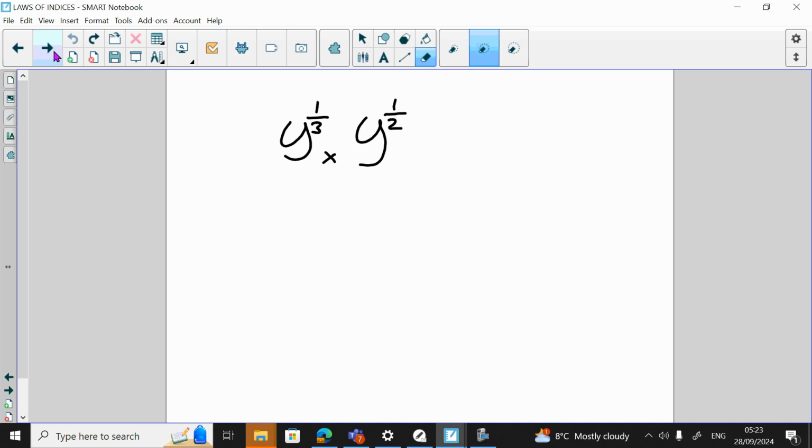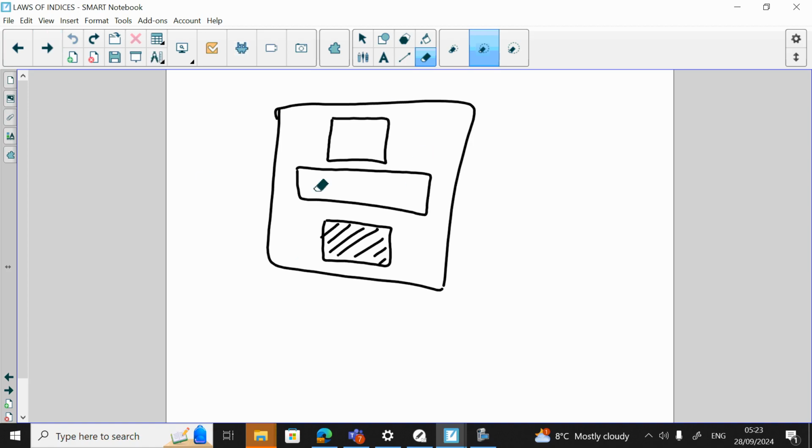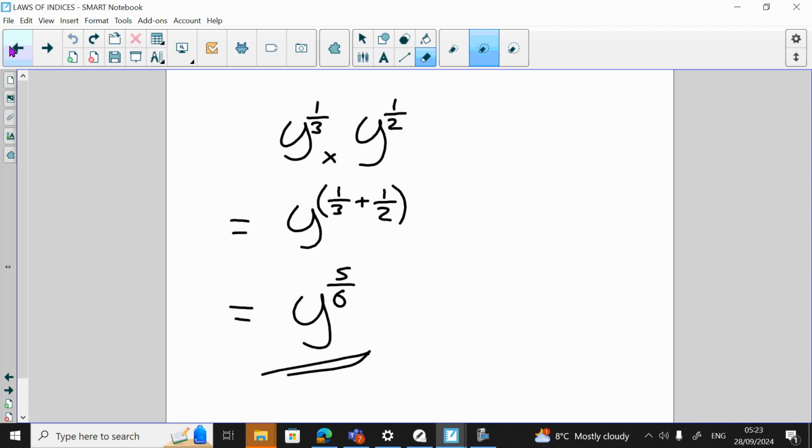Oh, fractions here. Y to the third times y to the half. But we're multiplying here, so it tells you that you must add the powers. This is a third and a half. If in doubt, we should get y to the 5 over 6. Use the divide key on your calculator just to know that you get that.